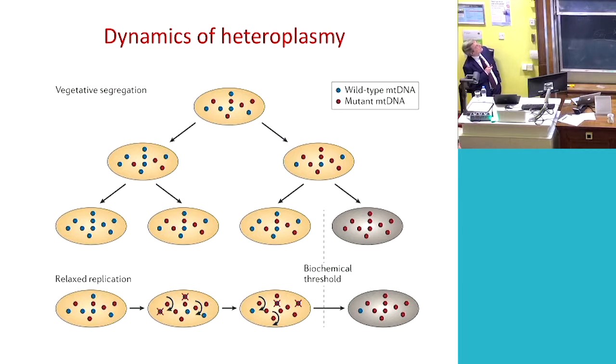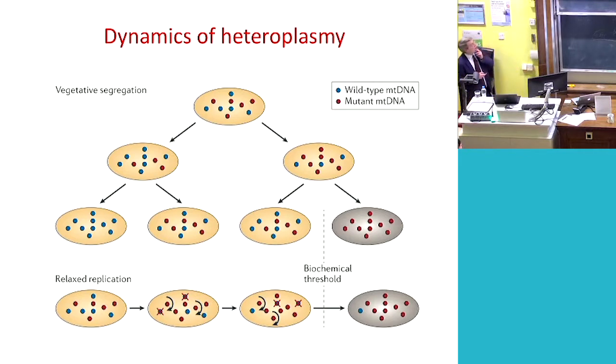At the top is a process called vegetative segregation, and the basic idea is that if you've got a cell with a heteroplasmy, when the cell divides into two daughter cells, by chance, you might pass different proportions of the mutated and wild-type genomes to the daughter cells, and the same thing might happen again. So you can see, with a few cell divisions, you might go from a mixed situation to fixation or very high levels. So heteroplasmy can change when cells divide.